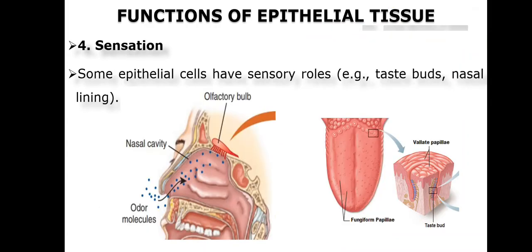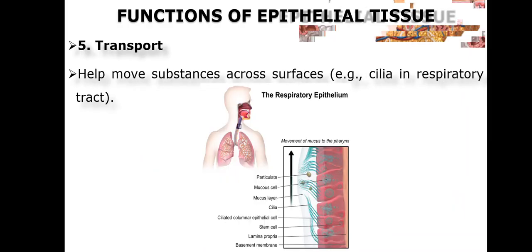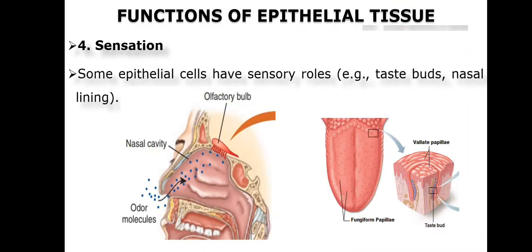Okay? There's also sensation. You're surprised, right? How does epithelia bring about sensation? You must know that some epithelial cells across body surfaces, for example cilia in the respiratory tract, I think I'm talking about this particular point here. Some epithelial cells have got sensory roles, for example the taste buds. How do you taste things? This is bitter, this is sour, this is sweet, this is bad. It's because you've got taste buds.